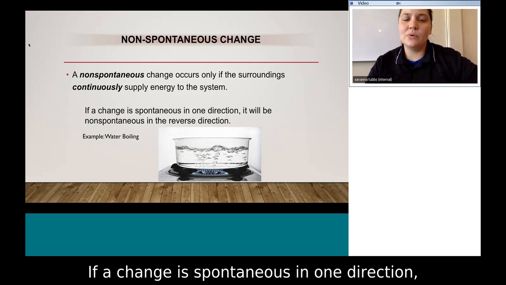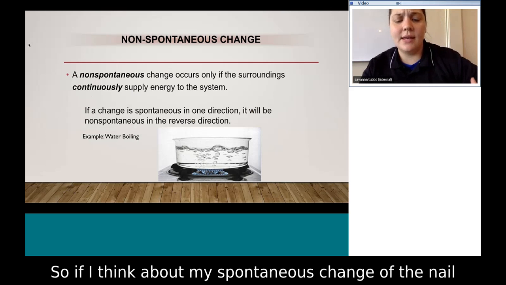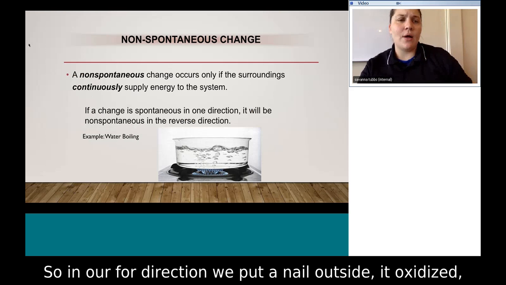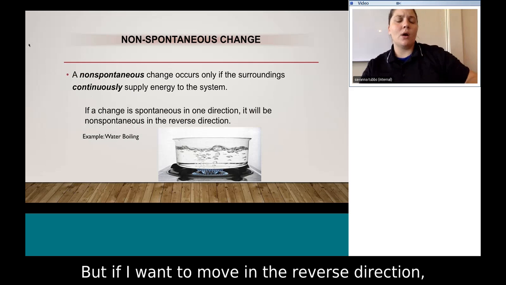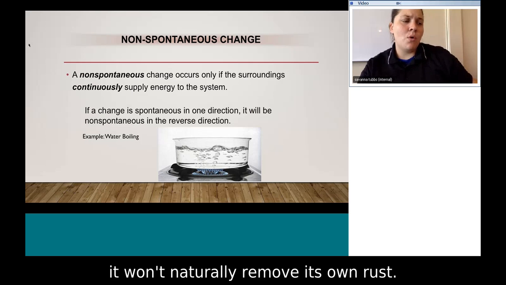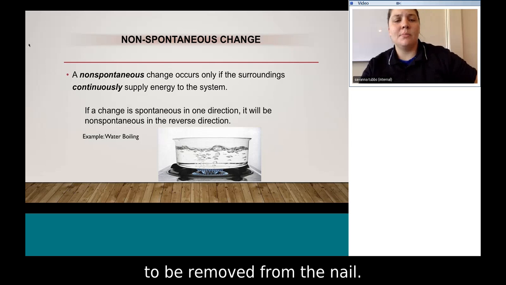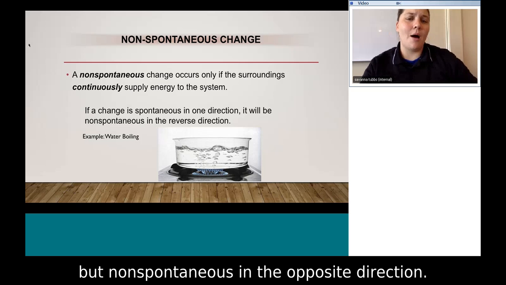If a change is spontaneous in one direction, it will be non-spontaneous in the reverse. So if I think about my spontaneous change of the nail rusting, in our forward direction, we put a nail outside, it oxidized and it rusted as our product. But if I want to move in the reverse direction, it won't naturally remove its own rust. I have to put in energy or put in heat in order for that rust to be removed from the nail. So that explains why it's spontaneous in one direction, but non-spontaneous in the opposite direction.